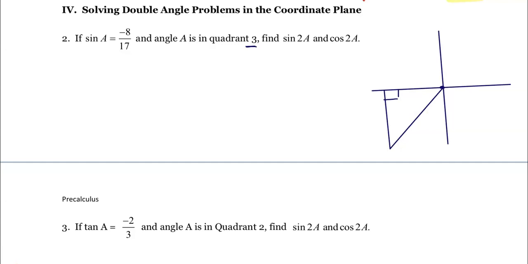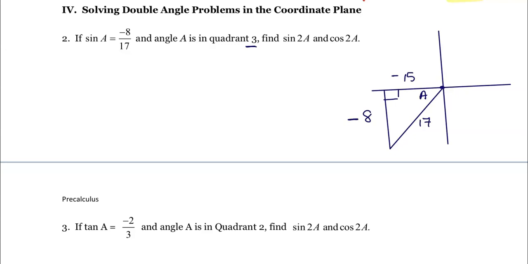Okay, so I'm going to put my letter A right here, and the sine of A is negative 8 over 17, so that's opposite over hypotenuse. This is negative because I'm opposite the negative y-axis, and this is a triple, so I know this is 15, and it's also negative. Okay, so you want to know those things really well.